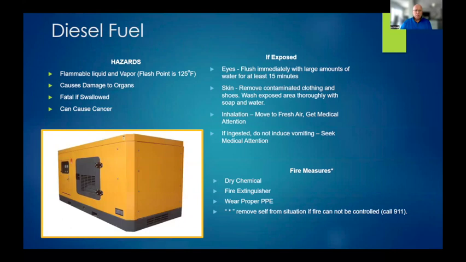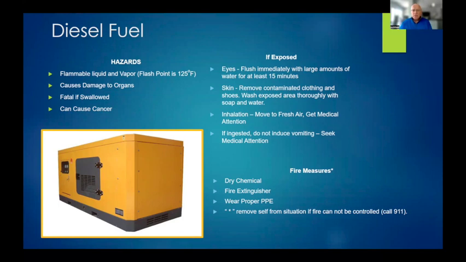It is a flammable liquid. The vapors that come off diesel have a flash point of 125 degrees. It can cause damage to the organs if you're not wearing proper PPE, if it gets on your skin for an extended period of time. If swallowed, it can be fatal, and over extended chronic periods, if you're exposed to it repeatedly, it can cause cancer.